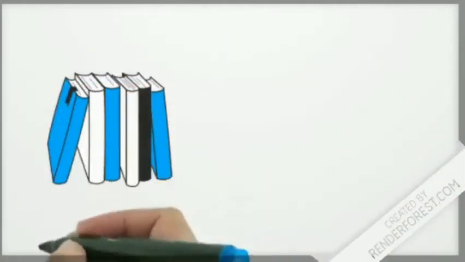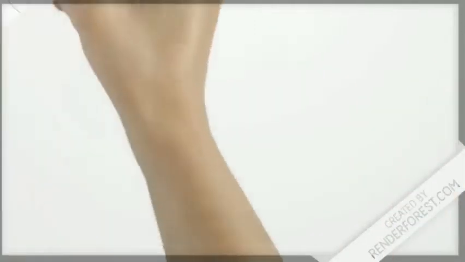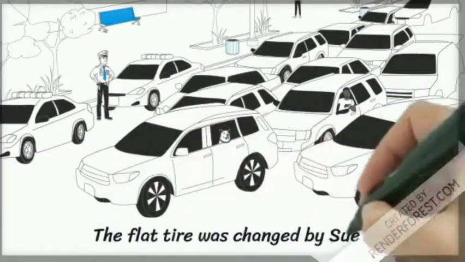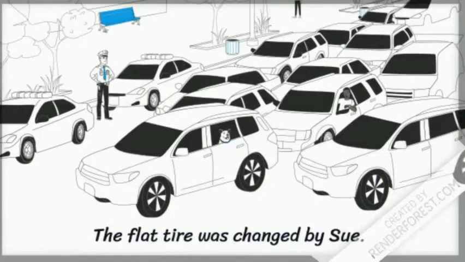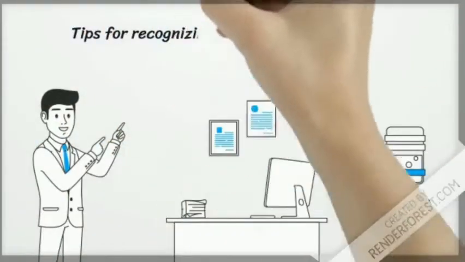Now, let's see some more examples. The novel was read by Mom in one day. Or, the flat tire was changed by Sue. The flat tire being the object, changed being the verb, and Sue being the subject.